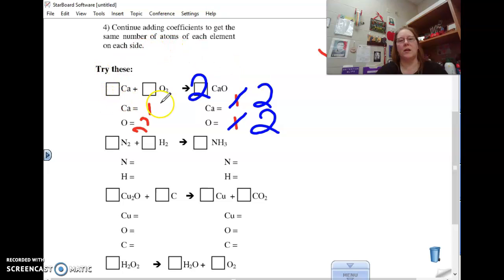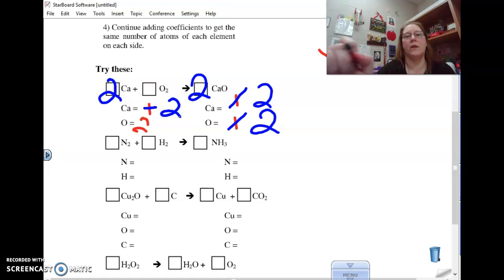Now I come over here and I see that I've got 1 calcium here, where I have 2 over here, and I've got 2 oxygens here and 2 here. So that means I need to multiply that calcium by 2. 2 times 1 is 2. I'm going to put a 1 there, just so I don't have any blanks. And so now it's a happy equation.